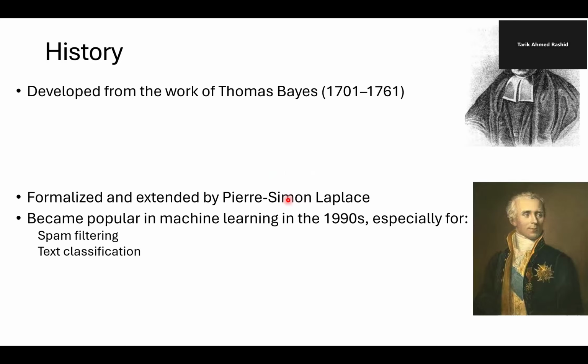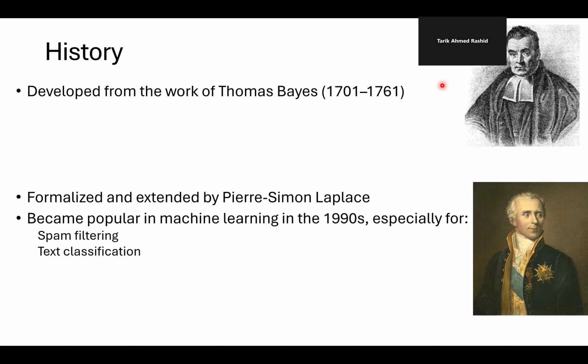We'll try to talk about some historical background of this beautiful algorithm. It was developed by Thomas Bayes in the 17th century, and then later on Pierre-Simon Laplace formalized and extended the idea, and it became very popular in the 1990s for spam filtering and text classification.